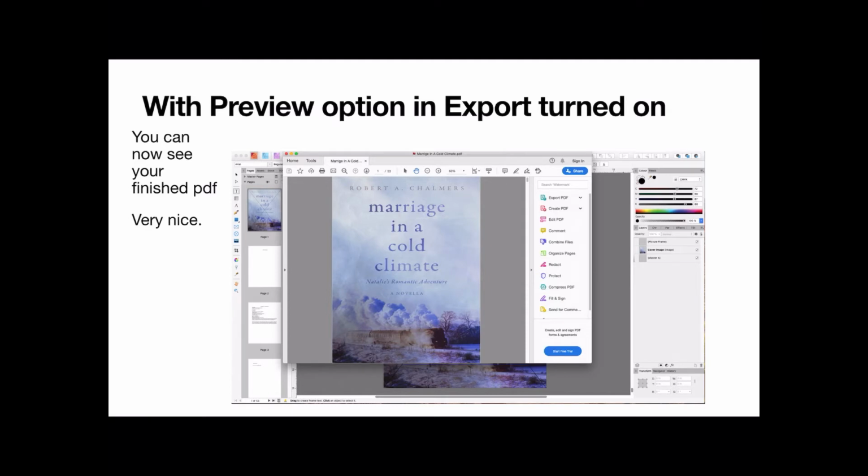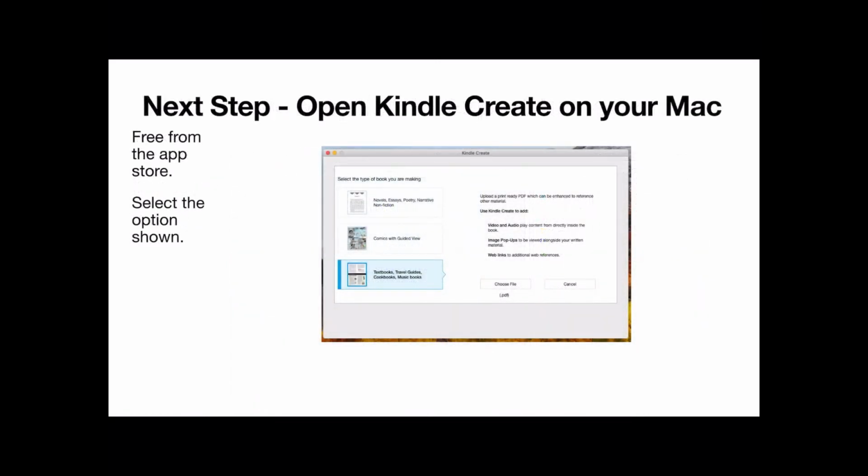With the preview option in export turned on, once you export it, it will pop up in Adobe Reader. You can now see your finished PDF. Very nice. And you can scroll through it, look for mistakes, look for errors, look for things you've got to go back and correct. Now the next step is to open Kindle Create on your Mac.